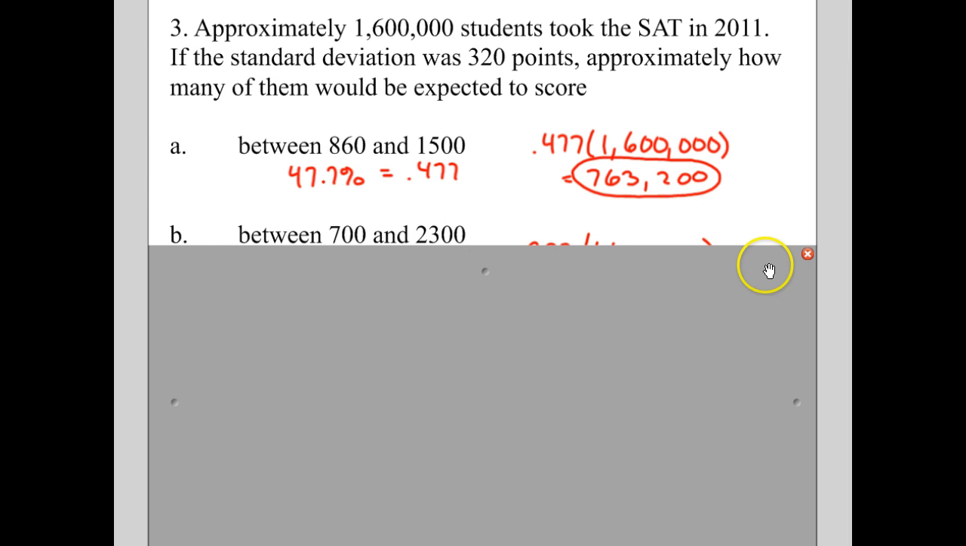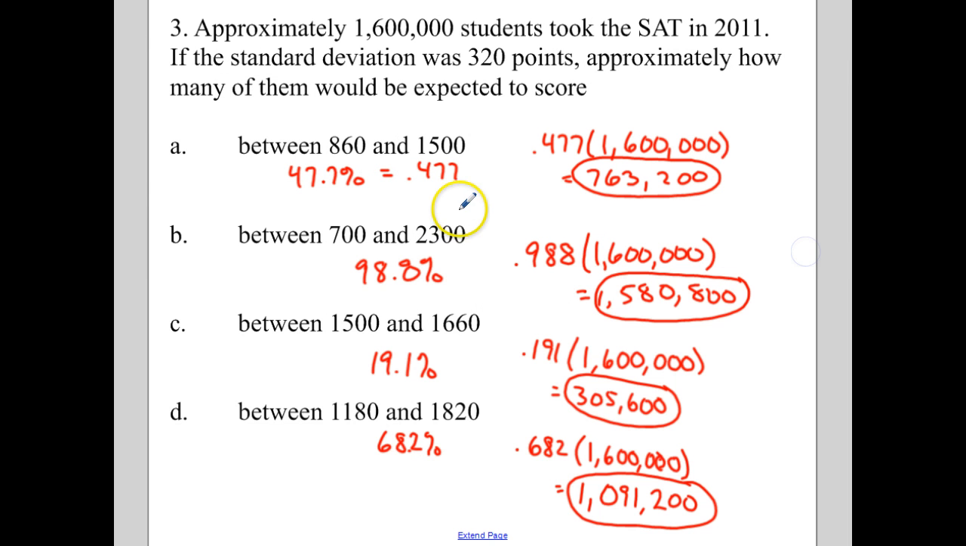Okay, so hopefully you worked that out. You can check your work. Those are the percents, those are the proportions, multiply it by the total, and those are your number of students that fall between each one of those scores.